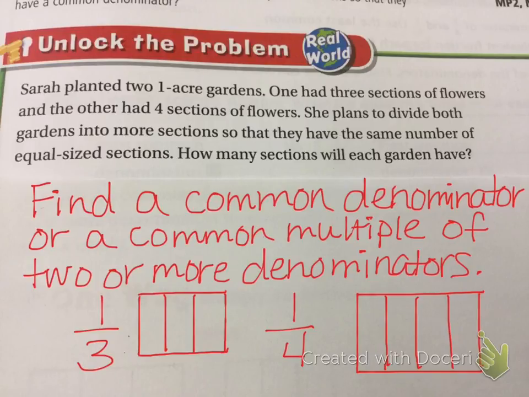Right now we need to find a common denominator or a common multiple of 2 or more denominators. And our two fractions are 1/3 and 1/4. So the denominators are 3 and 4 in the following fractions. Let's move on to the next page.